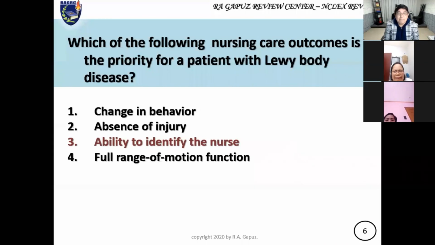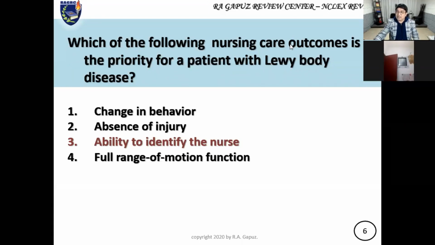It's actually the ability to identify the nurse. Why? Remember, in a client with dementia, the priority is reorientation. Now, what causes Lewy body disease is actually the deposition of a protein known as alpha-synuclein, okay? And when it accumulates in the brain, it affects thinking, memory, as well as movement. That's why the patient will have signs and symptoms of both Parkinson's as well as Alzheimer's disease, okay?